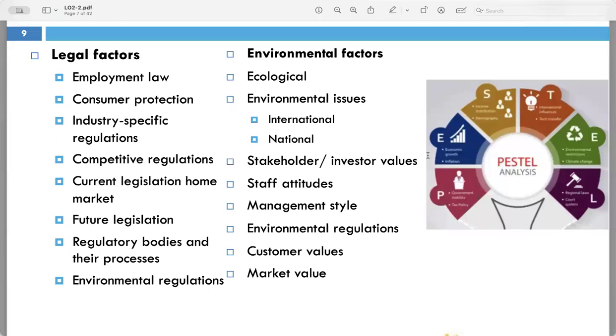Then the next one is environmental factors. Consider the impact of businesses' activities on the environment. Environmental factors are ecological, environmental issues, international and national stakeholders, staff attitudes, management styles, environmental regulations, customers' values, and market values.